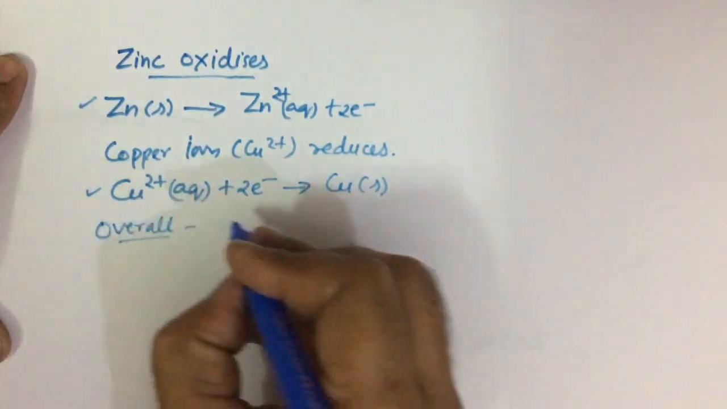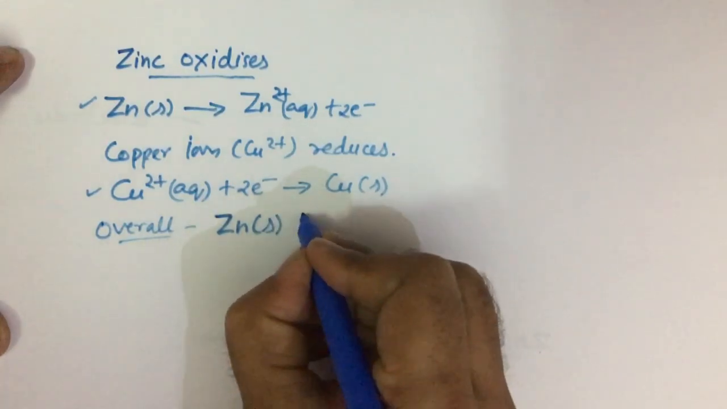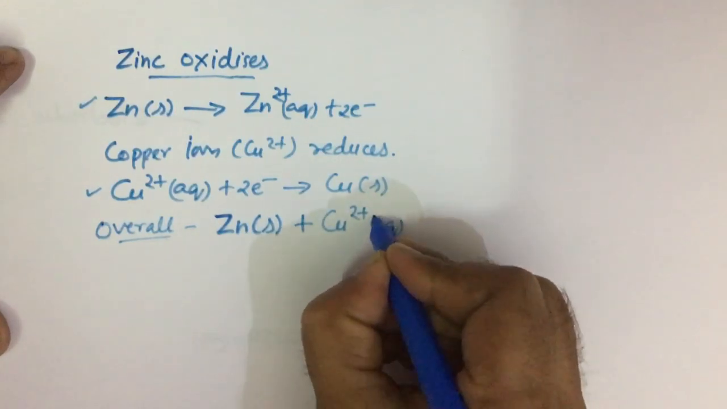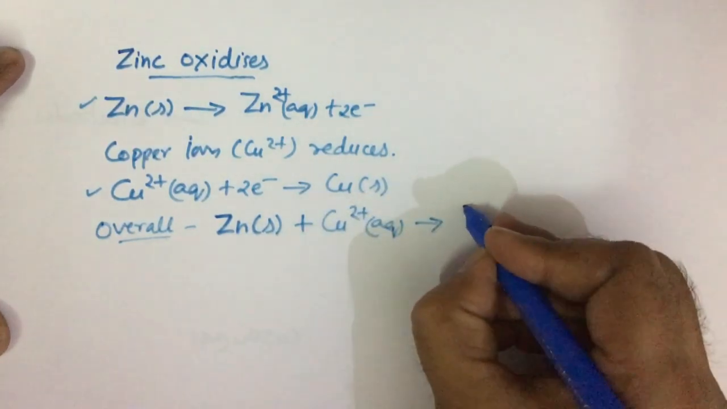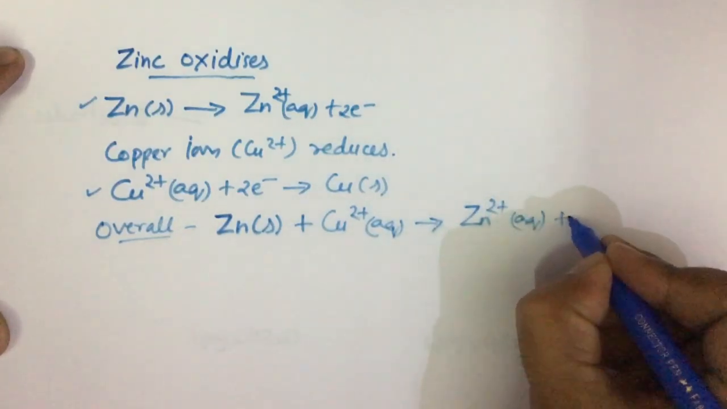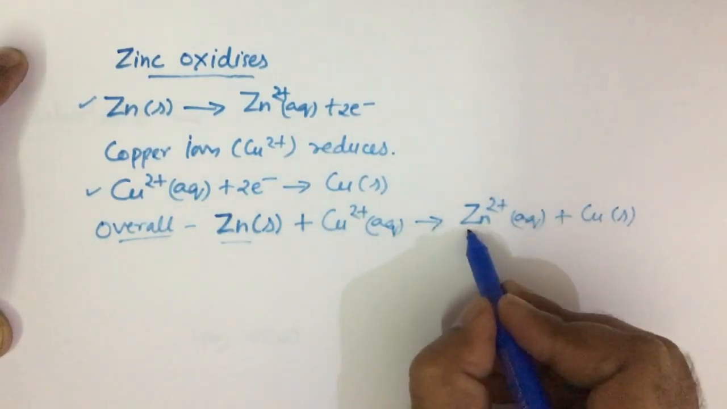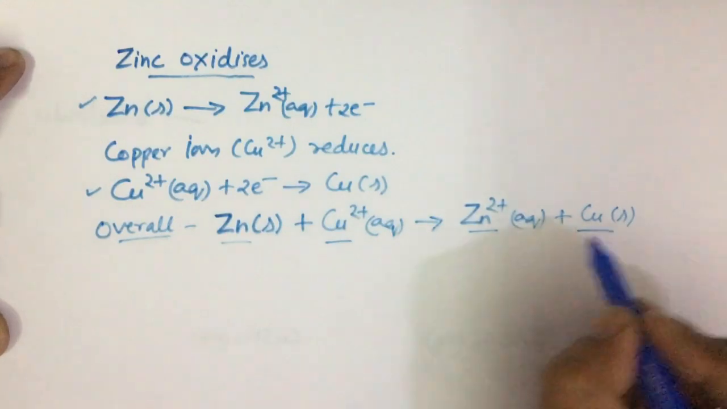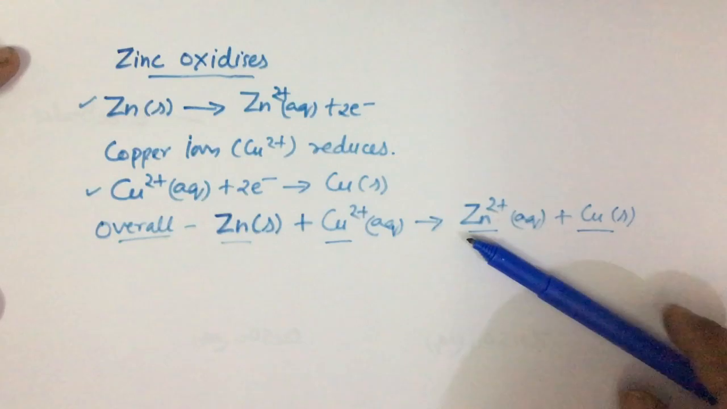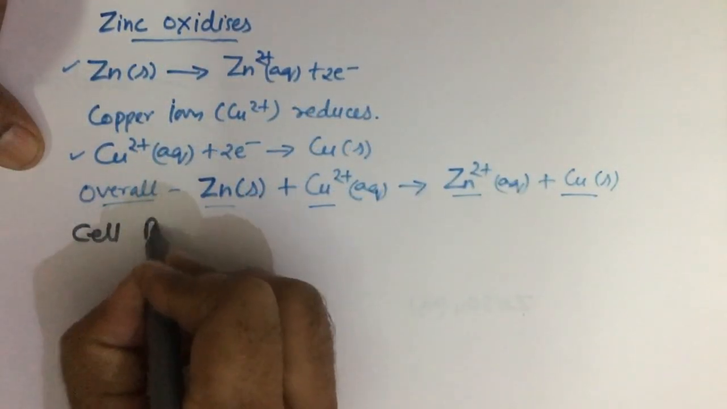And for the overall reaction, we can add these two reactions to get the overall cell reaction, that is zinc solid plus copper 2 positive aqueous gives you zinc 2 positive aqueous plus copper solid. So you see zinc forms ions, zinc dissolves and copper deposits. This is the overall cell reaction of a zinc copper cell. Next is cell representation.